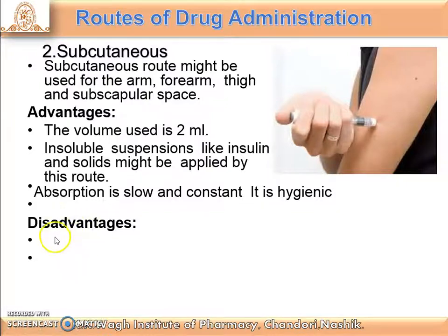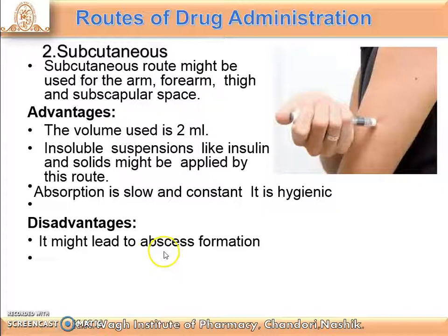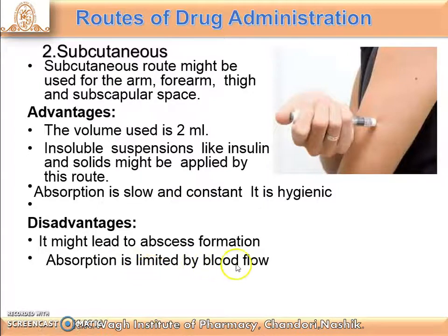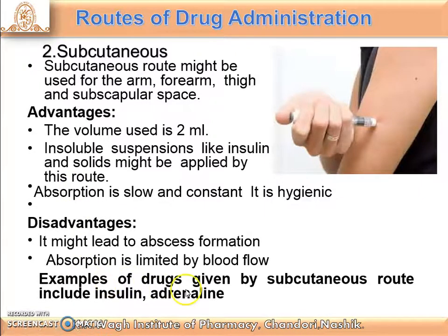The subcutaneous route also has some disadvantages. It might lead to abscess formation, that is a swelling. Then absorption is limited by blood flow; with low blood flow, absorption may be limited by the subcutaneous route. Examples of drugs given by the subcutaneous route include insulin, adrenaline, etc.